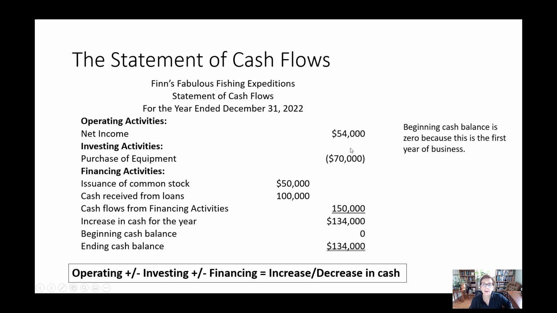All right, so Finn had operating, investing, and financing activities like this. And then when you add those three up, you get your increase or decrease in cash for the year. So at the bottom here, you have the formula for your statement of cash flows. Operating plus or minus investing plus or minus financing gives you the increase or decrease in cash for the year. And then when you add that to your beginning cash balance, that gives you your ending cash balance. Now your ending cash balance here is the same number that you had on your balance sheet.